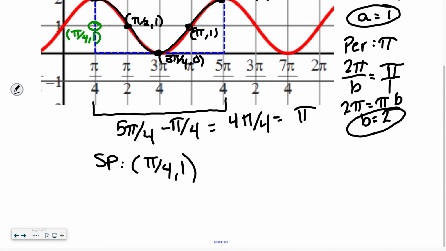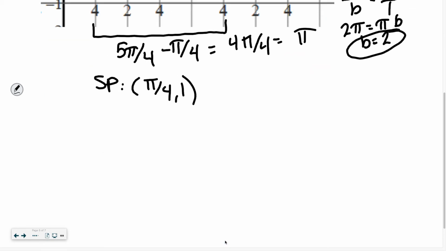Okay. And this is where we're going to be able, because obviously they're not 0, 0, so C and D, we have to do a little bit of digging to figure out what those are. Well, every starting point comes in the form C over B comma D. So D is usually pretty easy, right? D is 1. Pi over 4 is C over B.